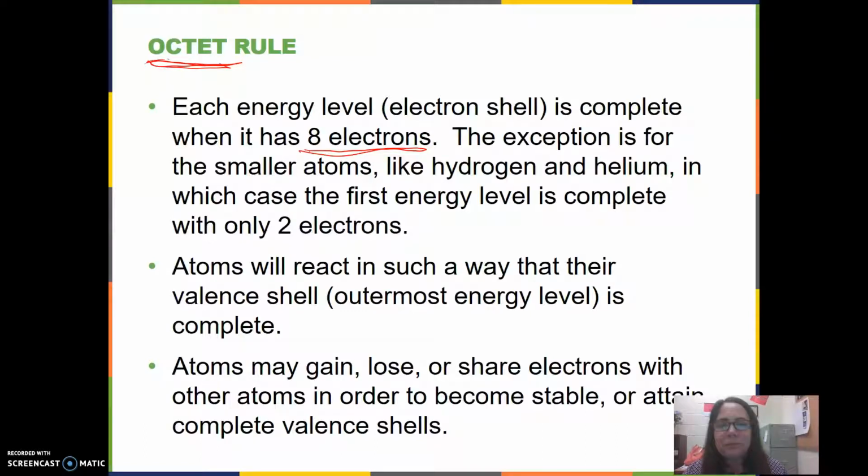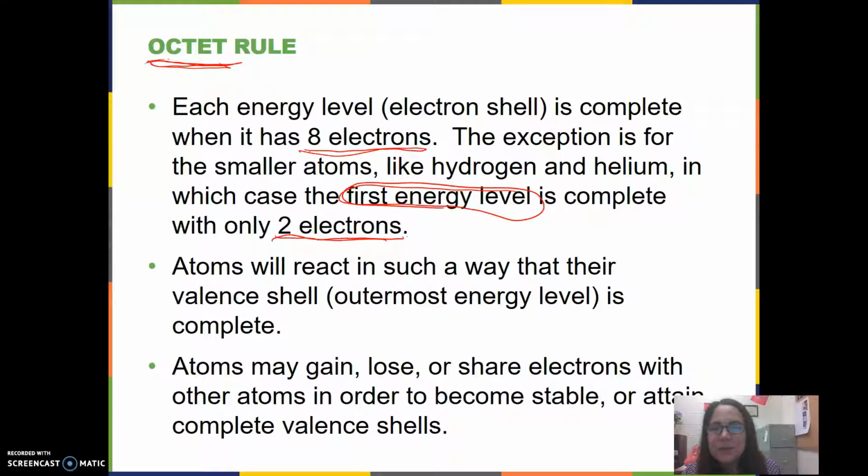smaller atoms like hydrogen and helium don't have that many electrons. Hydrogen only has 1 electron, helium only has 2. So their first energy level is complete with only 2 electrons. The exception to the octet rule is the first energy level. The first energy level is complete with 2 electrons. But the second, third, fourth, fifth, sixth, and seventh energy levels must have 8 electrons to be complete or stable.